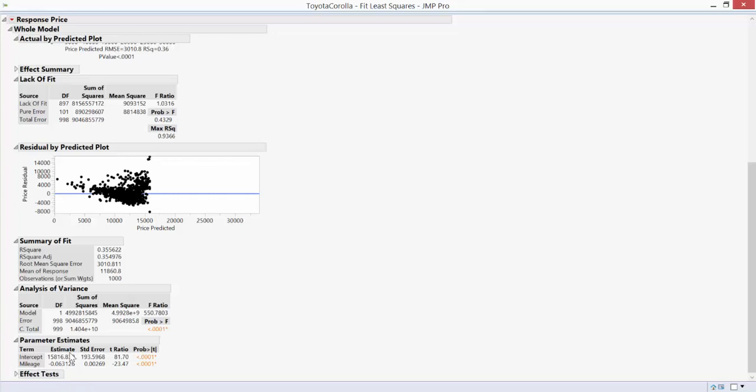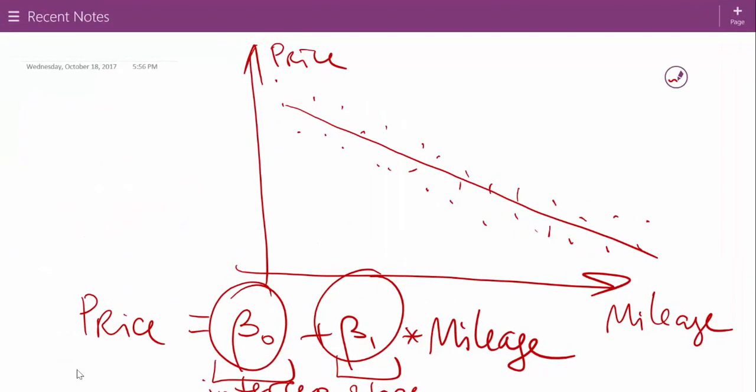The estimate of the intercept is 15,816, and the estimate of the slope is minus 0.063. By the way, minus sign for the slope of mileage. Does that sound reasonable? Is that consistent with what I expect? Yeah, because I'm expecting a negatively sloped line. Mileage goes up, price goes down. So therefore the slope has to be negative. So I got both my estimates.